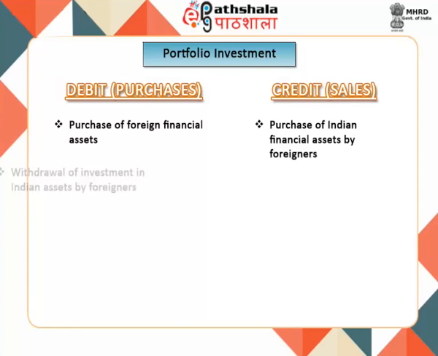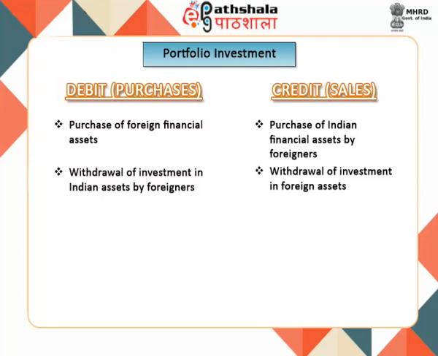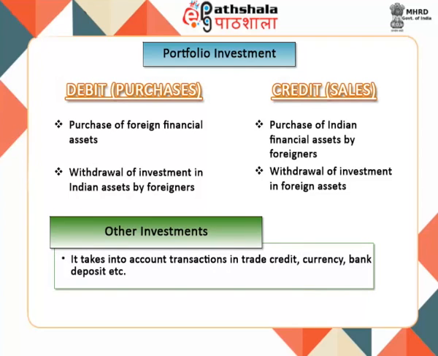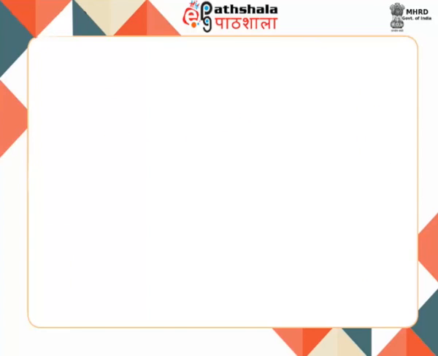In the same way, withdrawal of investment in foreign financial assets by Indians causes an inflow of capital, and withdrawal of investment in Indian financial assets by foreigners causes an outflow of capital. The capital account also includes other investments that take into account transactions in trade credit, currency, bank deposits, etc. We shall now learn about the next component of the BOP statement, that is errors and omissions.